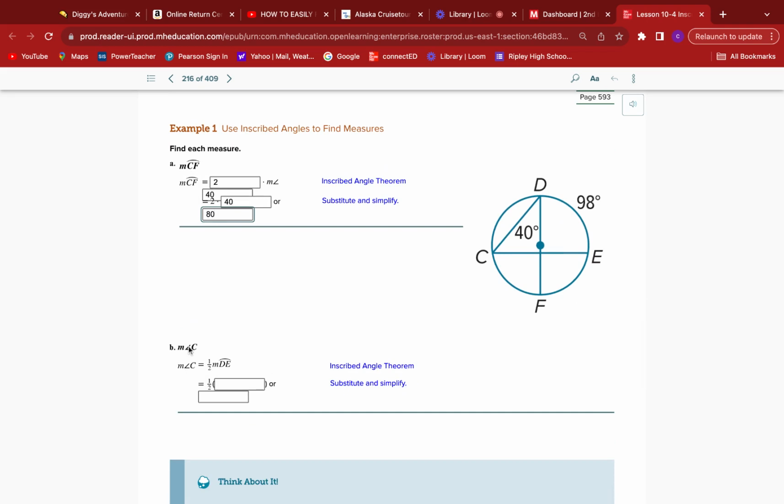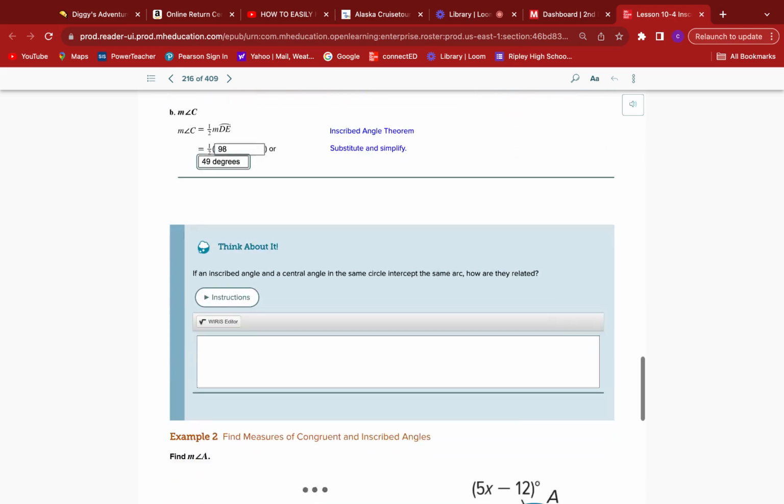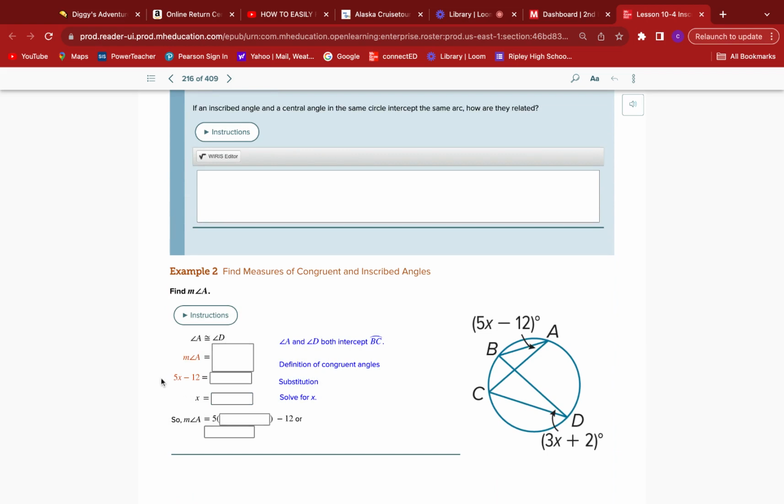All right, they want me to find the measure of angle C, which is this angle right there. It's actually angle DCE, and you'll notice that DE is a 98-degree arc. The inscribed angle will be half of 98, and 1/2 of 98 is 49 degrees. So there is the measure of angle C. All right, so it looks like we're done with example number 1. So let's go to example number 2.